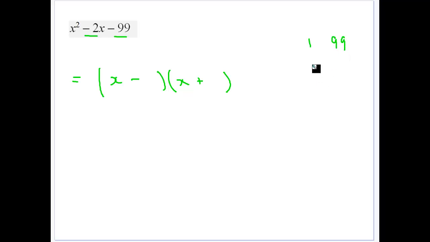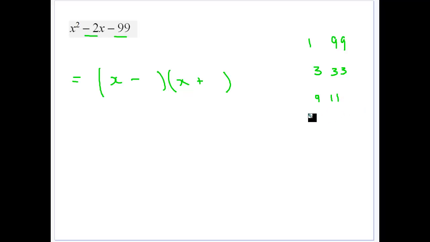And then we've got 3 and 33. We've got just 9 and 11 then. I don't think we have any other factors. I don't think 6 goes into it.